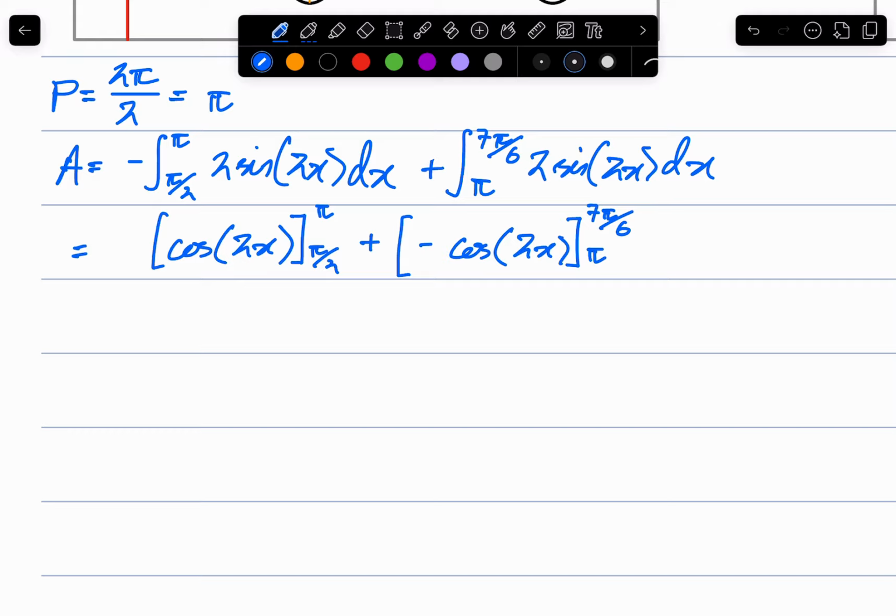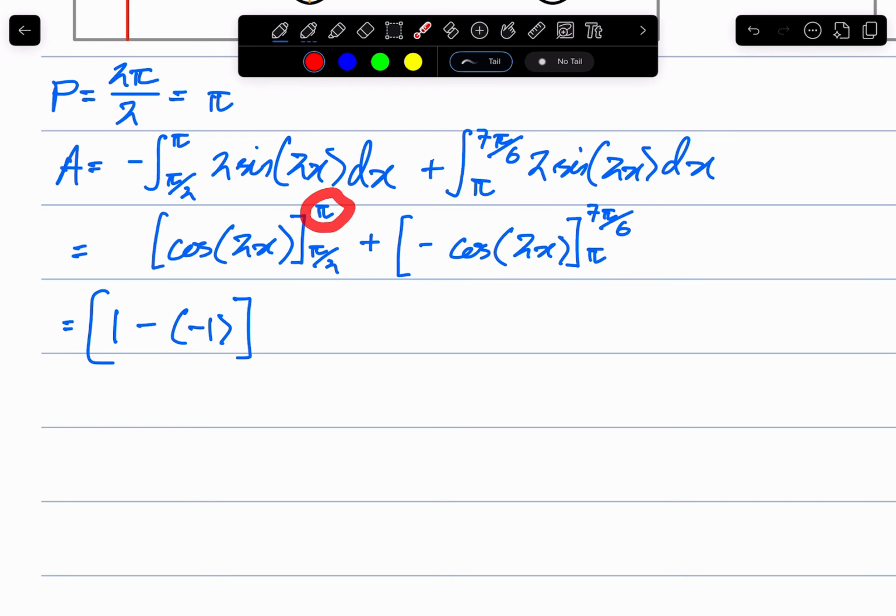And from here, it's just a matter of substituting. Substituting pi here, we get cos of 2 pi, which is 1, minus cos of 2 times pi on 2, which is cos pi. Cos pi is negative 1. Okay, so the pi substituted gives me 1 minus, substituting pi on 2 gives us negative 1.